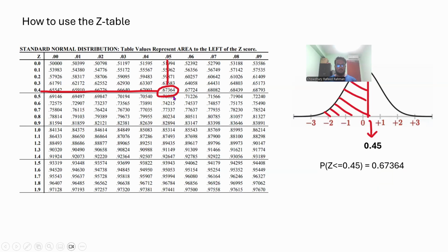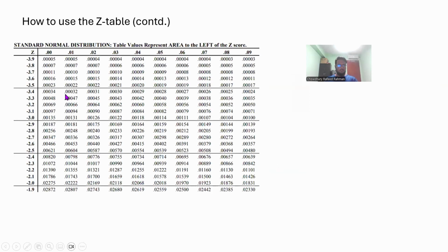So any value that is given in the z table is actually the probability of z less than or equal to some value. Here that value is 0.45 and that probability is 0.67364. I hope this is clear to you. It is always going to be the left side area. So it's sort of like a cumulative distribution function. Let me also show you another example. So here there are the negative z-scores.